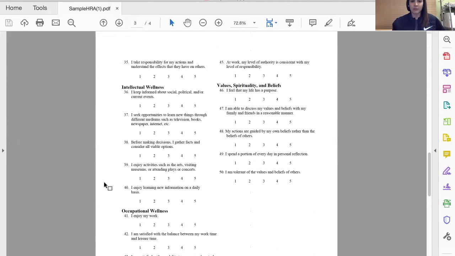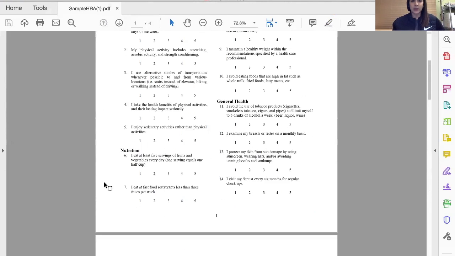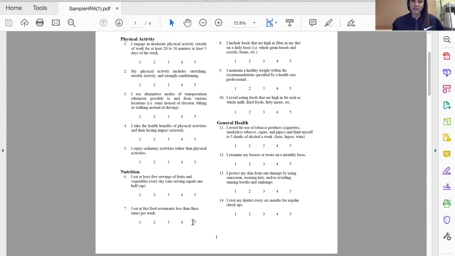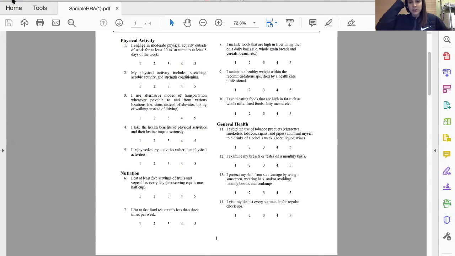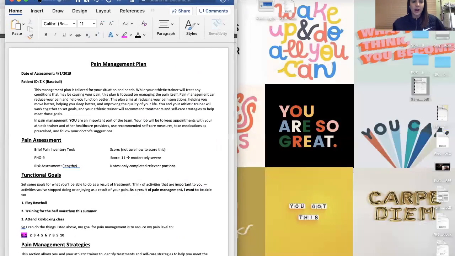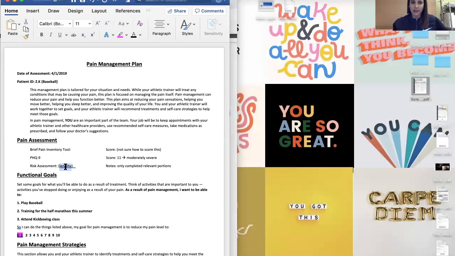But I really like the information that I got from him, and seeing when he says, I eat fast food less than 3 times, and he put a 5 on it, which means that he eats more than that. That's not true. He eats more fast food than he should in a week. So some of the information that I got from this was things like I don't protect my skin and I don't go to the dentist that often. Other side conversations that we had. So that was the risk assessment that I used for him. Again, it is lengthy, but I only had him do portions that I felt were relevant to him.